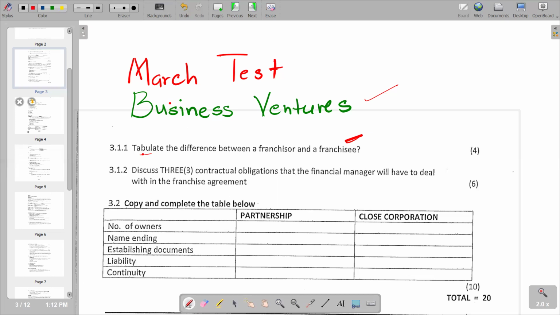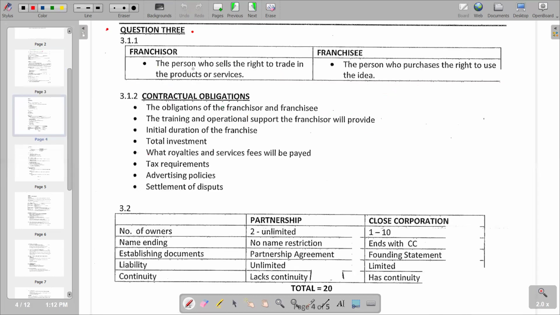So we go to our answer section to see the differences that we have. The franchisor is the person who sells the right to trade in the product or the service. It can be a person or a business. The same applies to the franchisee, who is the person or business who purchases the right to use the idea. So basically, this is the difference that we have between the two.